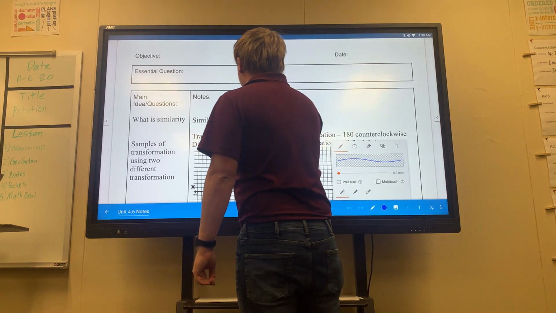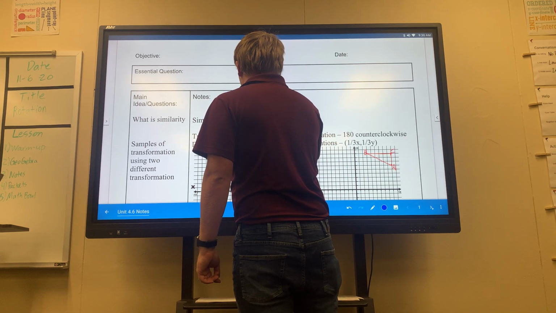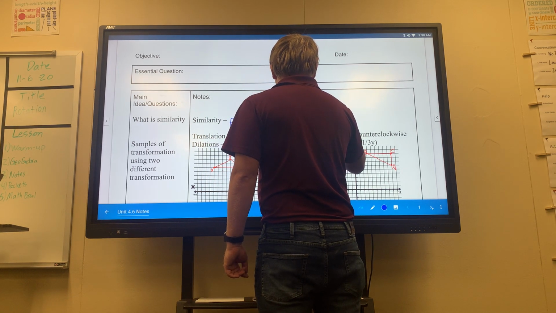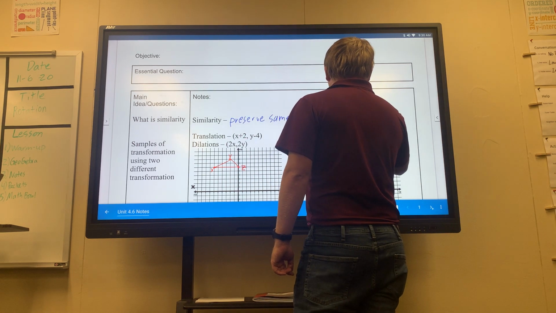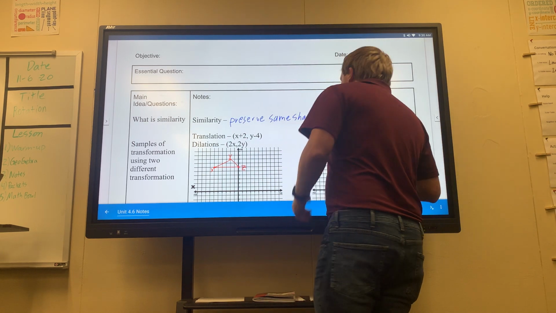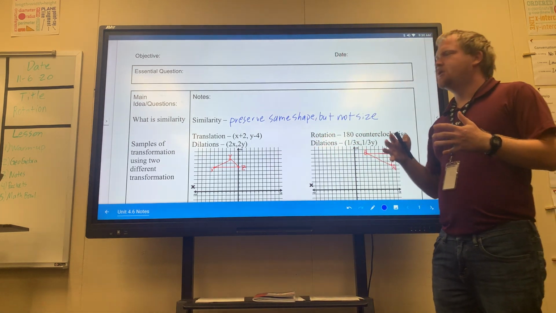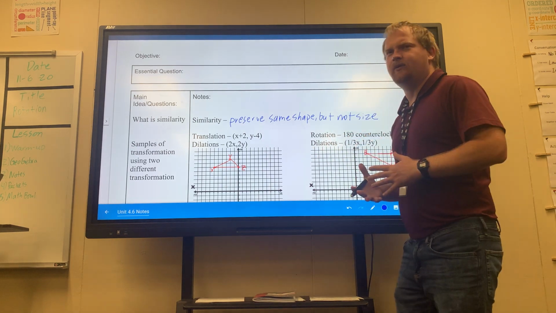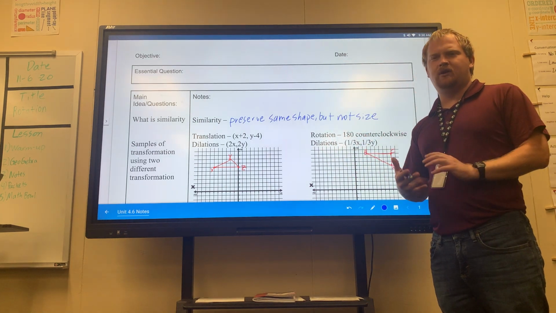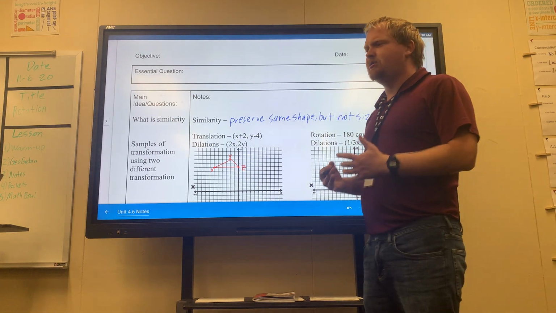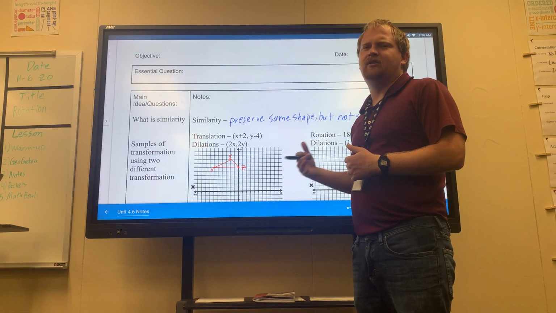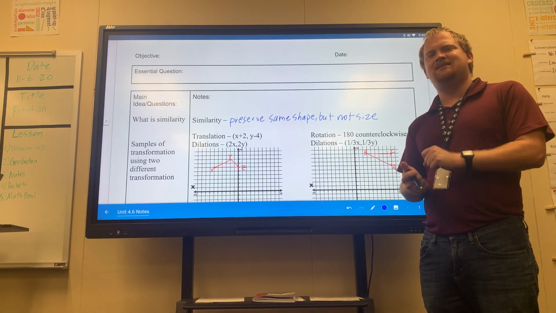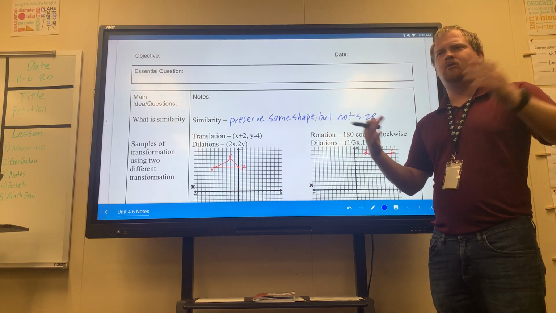It preserves the same shape but not size. If the shape is similar but the sizes are different, then it's a similar figure. And we'll actually get a lot of similar figures when it comes to dilation, because that's what dilation does. It preserves the shape, but the size will be different because we're making it bigger or making it smaller.